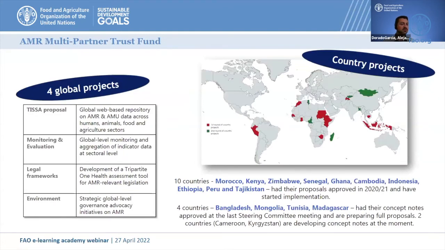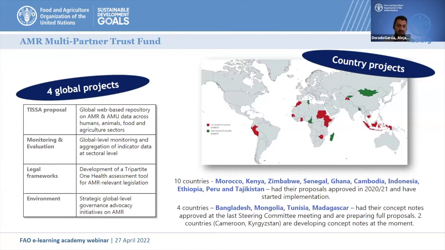So then continuing with the country support, in 2019, the tripartite established the AMR Multi-Partner Trust Fund, or the AMR MPTF, as a strategic initiative inviting financing partners to invest in projects to accelerate One Health implementation on AMR. So far, the MPTF is supporting 4 global projects for integrated surveillance, monitoring and evaluation, the evaluation of legal frameworks, and the role of the environment sector on AMR.